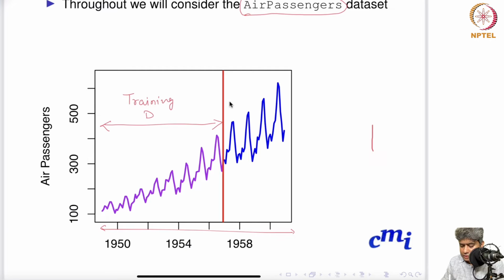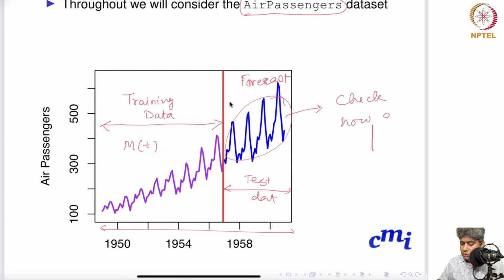We are going to use this other period as test data. We will build our model based on the training data, and then do the forecast here and check how good the forecast is. This will be our main objective.